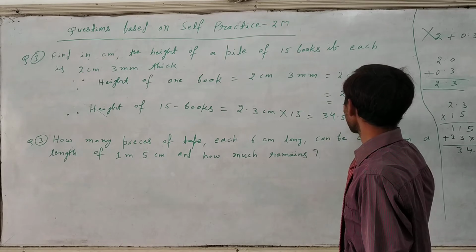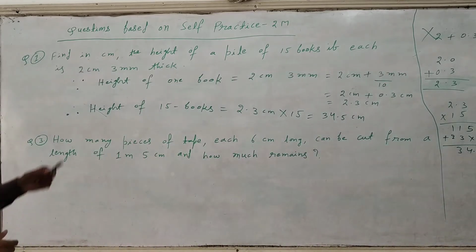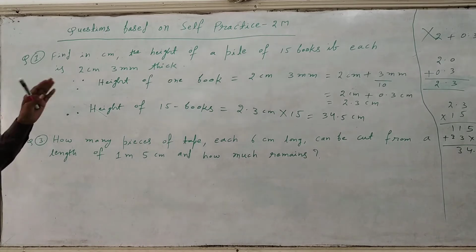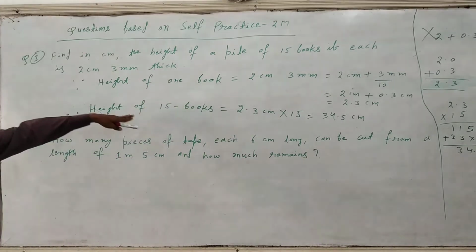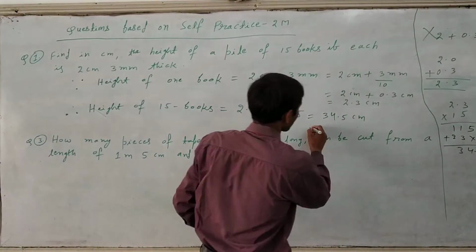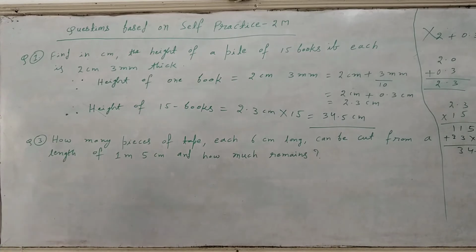34.5 centimeter, the height of a pile of 15 books. The height of the pile of 15 books is 34.5 centimeter. So this is the final answer. Like that you have to do in the exercise problems also.